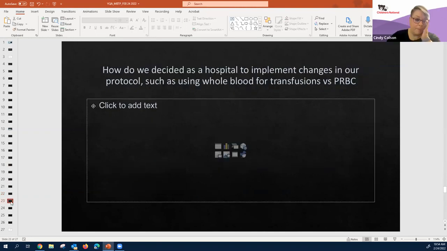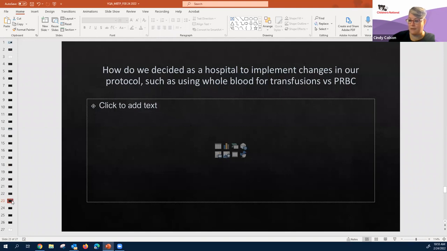Yeah, and then trying to put potassium back in a patient is a heck of a lot easier than trying to get potassium out, because none of those things are fun for anyone involved. Yes. How do we decide as a hospital? Oh, I think we just discussed that.